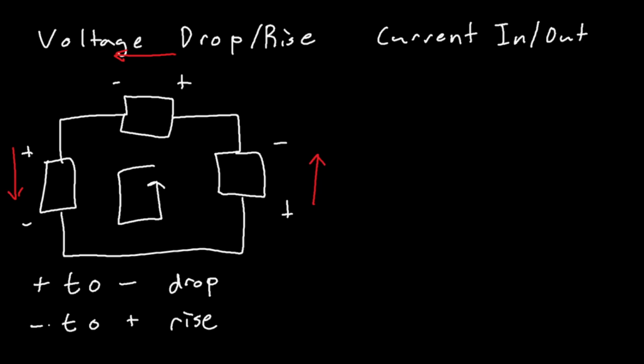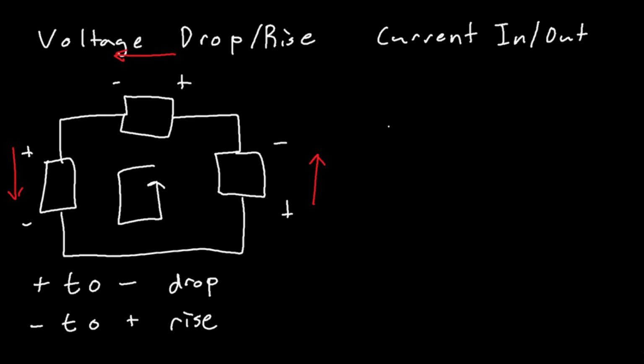And it makes sense, right? If you go from negative to positive, you're rising. If you go from positive to negative, you're dropping. You can think of it as a number. If you go from a negative number to a positive number, you're rising in value. If you go from a positive number to a negative number, you're dropping in value. So this is really what voltage drop and rise is. And keep in mind, this loop will be very helpful for Kirchhoff's voltage law.